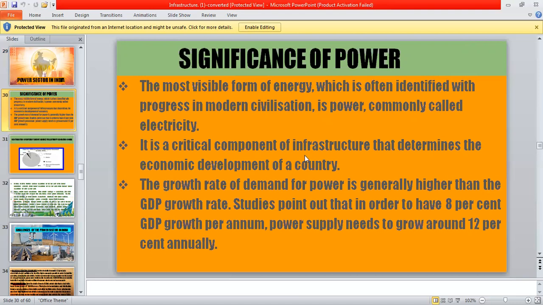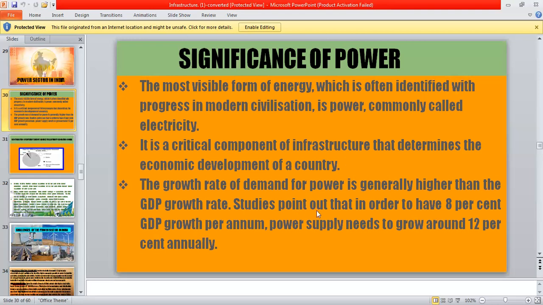It is a critical component of infrastructure that determines the economic development of a country. Electricity supply is so important that you must have seen political parties talk about how much electricity they are supplying, 24-hour electricity supply. That is something they say is the work which they have done.